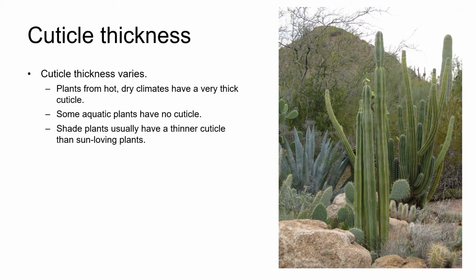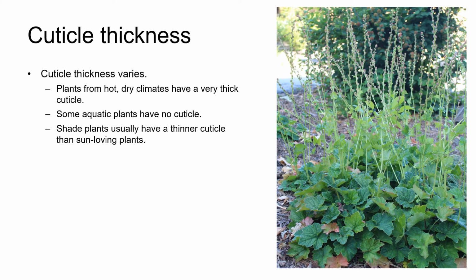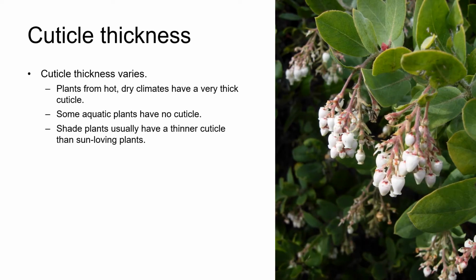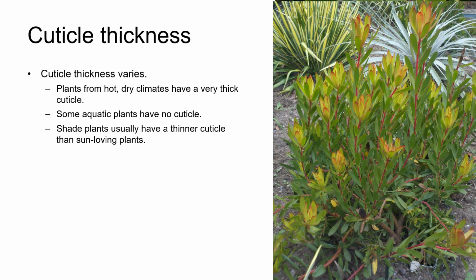Plants native to shaded forest or woodland ecosystems, such as this fringe cups, which you can find growing in our local coast redwood forests, tend to have thinner cuticles than sun-loving plants, such as our California native manzanitas and South African leucadendrons, which both grow in chaparral-type plant communities with hot, dry summers.